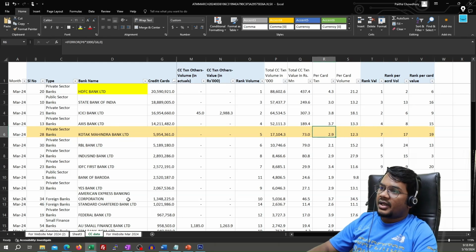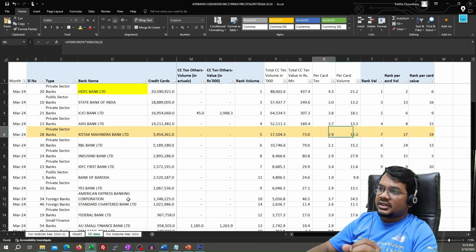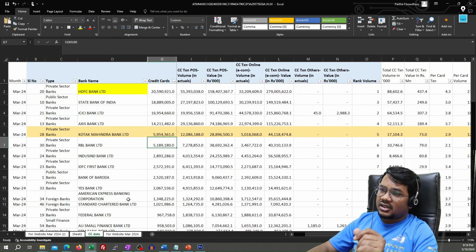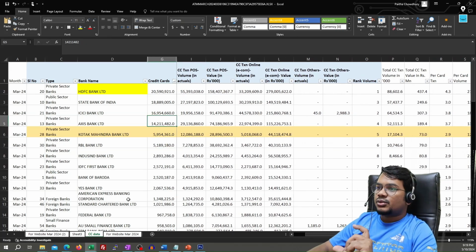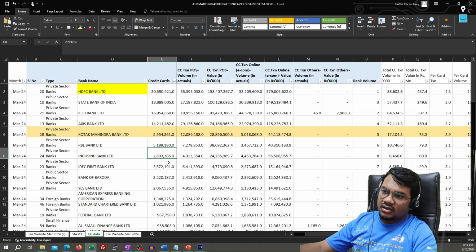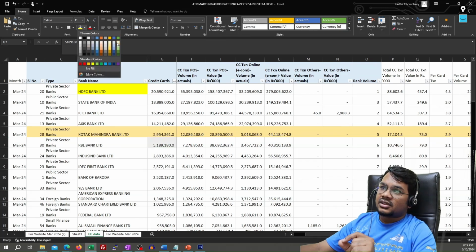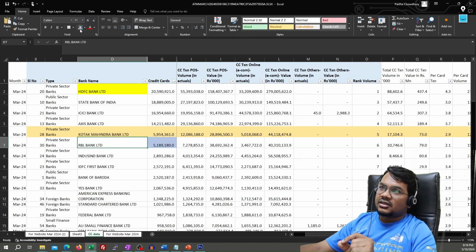Let's come back to Kotak Mahindra Bank. It's at fifth position in terms of number of cards issued, and its closest competitors are Axis Bank, ICICI Bank, and RBL Bank to some extent. If you see number of cards, Axis Bank is much ahead, almost more than double. Here you see 1.4 crore, here we are at close to 60 lakhs. RBL Bank is very close to Kotak Mahindra Bank. IndusInd Bank is again half of what Kotak or RBL has. So the only closest competitor is RBL Bank.